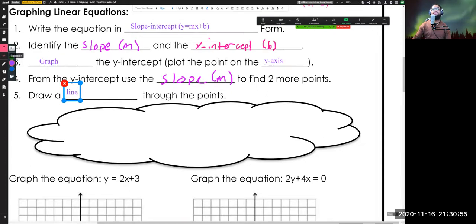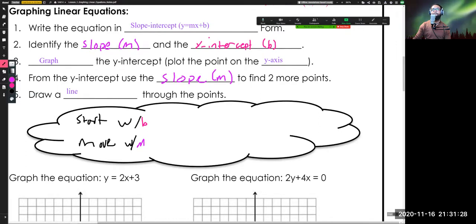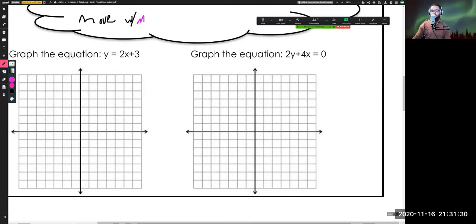To shorten that all up, I'm going to type it in this bubble here. We're going to start the whole thing with our b, which is our y-intercept, and we're going to move with m, which is our slope. All right, so let's look at a couple examples.